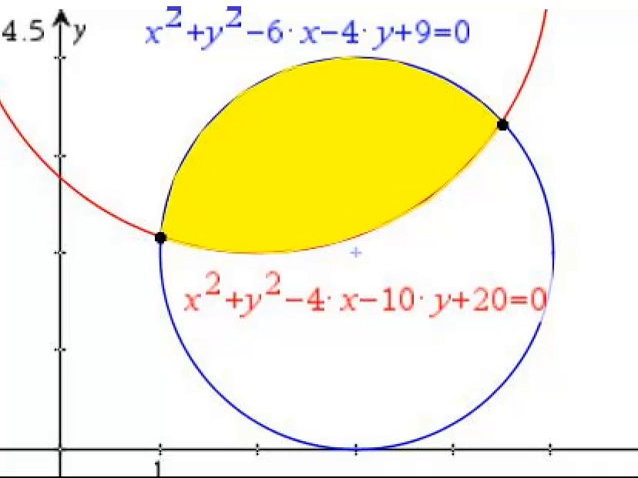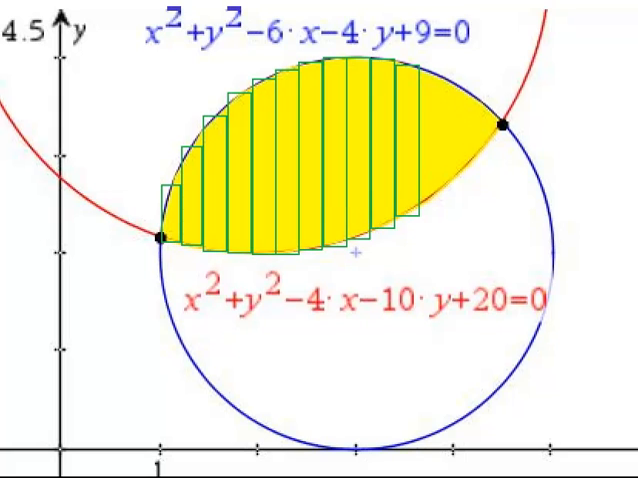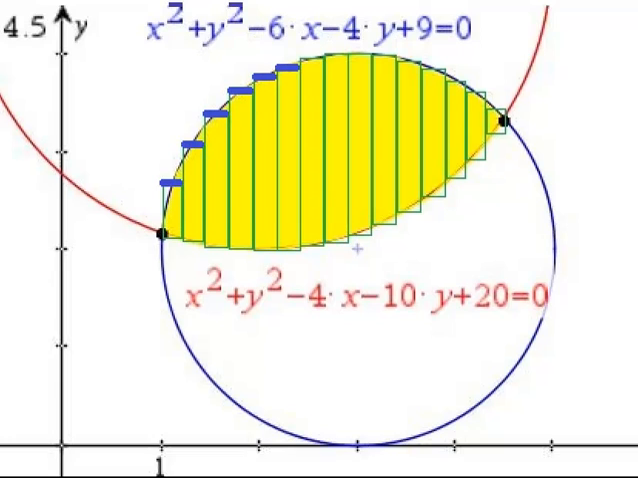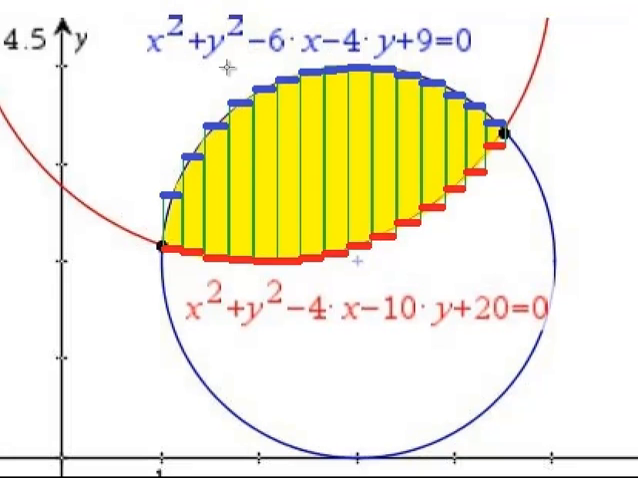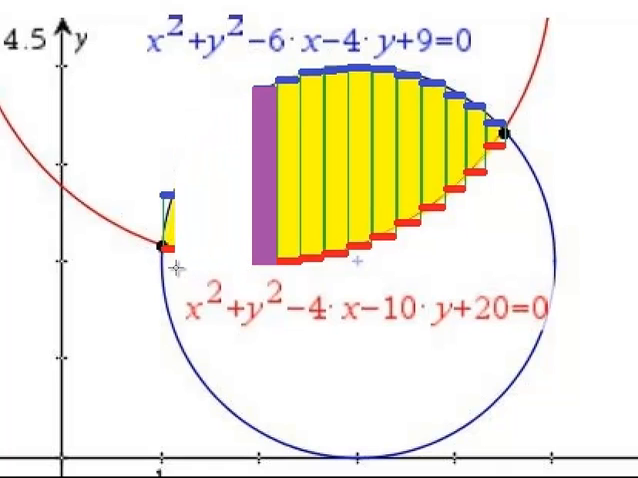So let's try slicing this thing up with thin vertical rectangles and see what that looks like. This looks pretty simple. All of the tops of the rectangles are defined by the blue circle, while all the bottoms of the rectangles are defined by the red circle. Okay, let's go on further and try to formulate the area of one of these thin vertical rectangles. Like any rectangle, the area is going to be length by width.